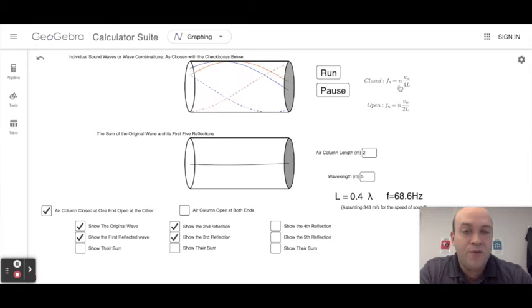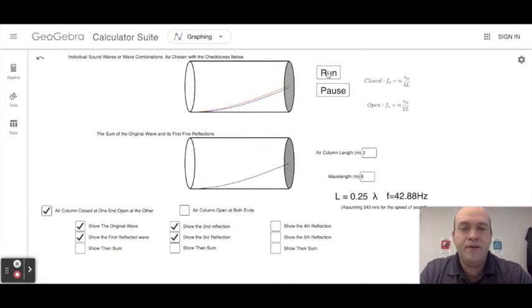If we remember back to the formula, I should be able to get a standing wave in this tube if my wavelength is 4 times the length of the tube. So if I change this 5 to an 8 and run it again, now I've got all of these waves. They're still all showing, but we just can't see them because they're in sync now.